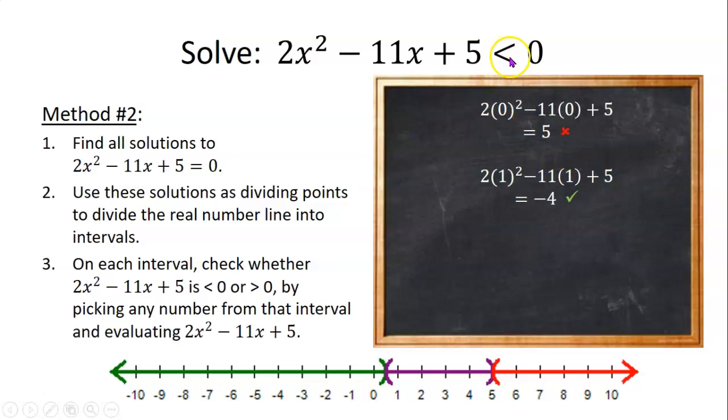And that is less than 0. So on this interval, when we plug in a number between 1/2 and 5 for x, 2x squared minus 11x plus 5 does come out to be less than 0.